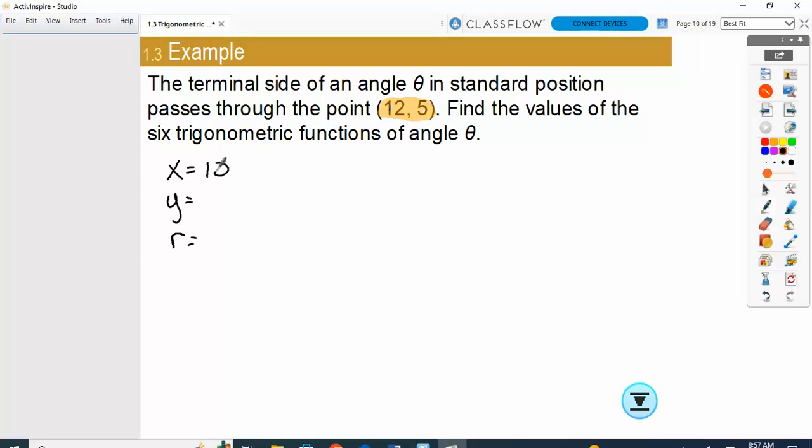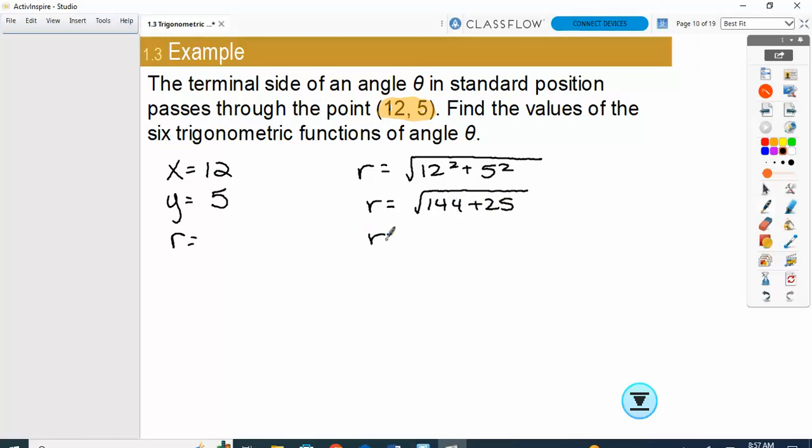So what is my x here? 12. Ordered pair x, y. The y is 5. And we said yesterday r is the square root of x squared plus y squared. Square root of 169, which is 13. So I have my x, y, and r. So for your answer, I want the values of the 6 trig functions.